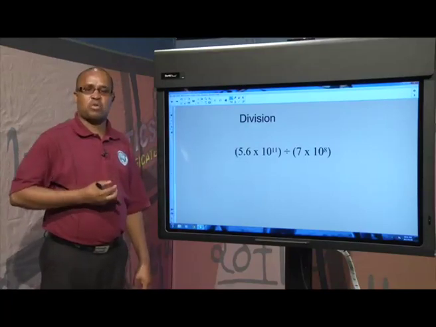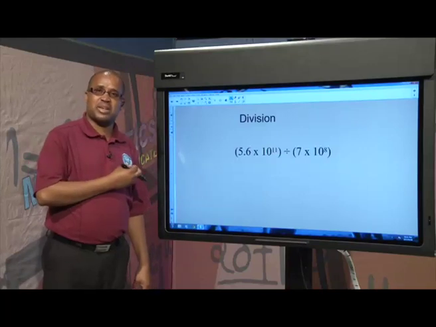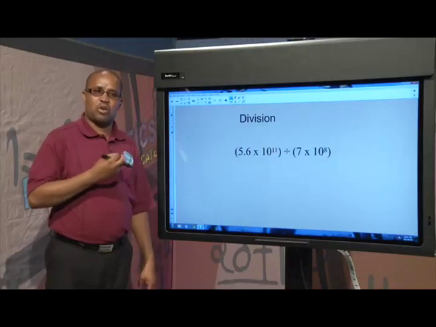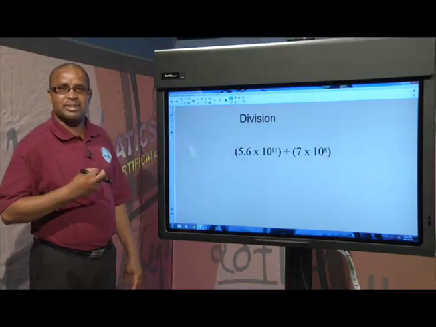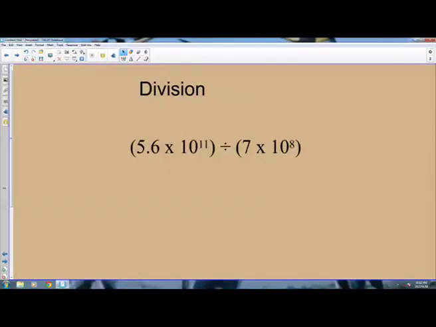Numbers in standard form can also be divided. Let us have a look at the example that we are having here to elaborate on how numbers in standard form are divided. The example says 5.6 times 10 to the power 11 divided by 7 times 10 to the power 8. So we are dividing.